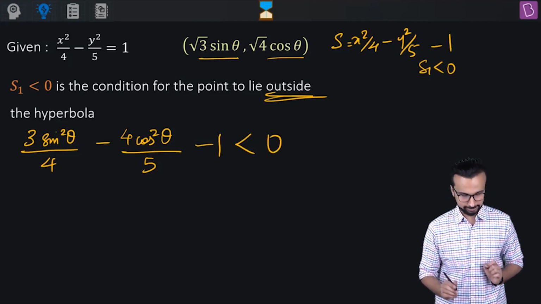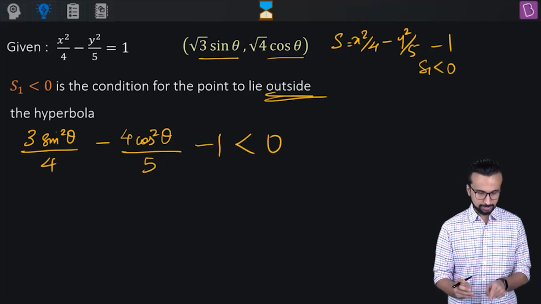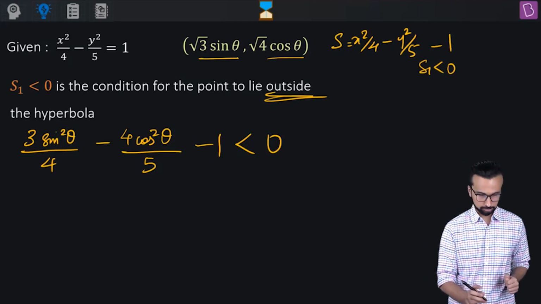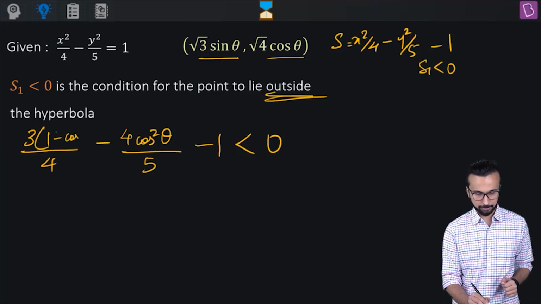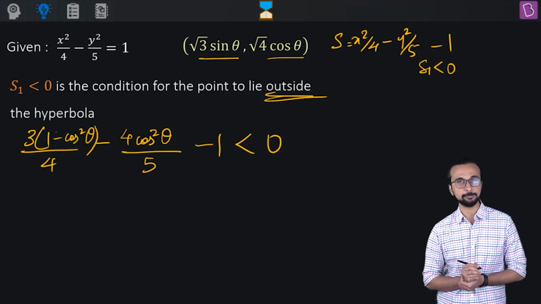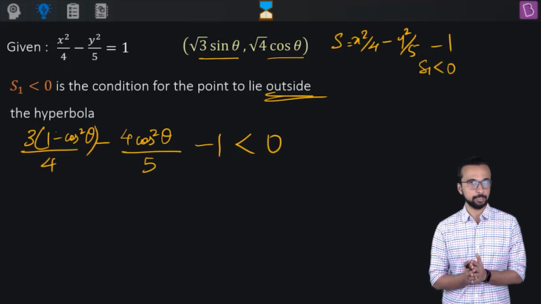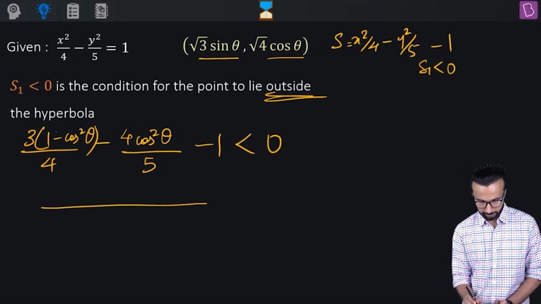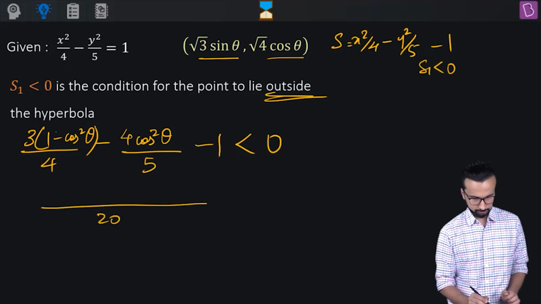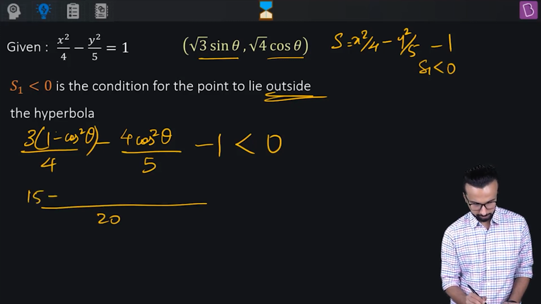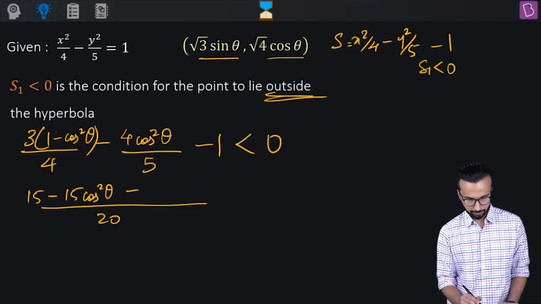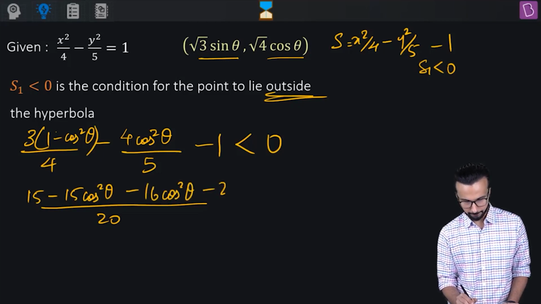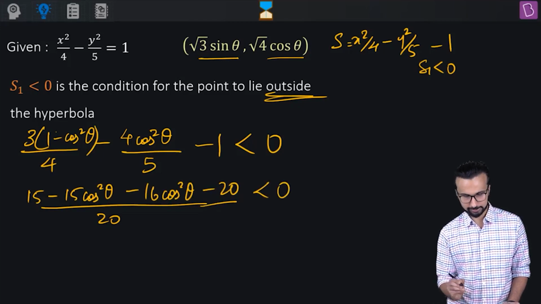So now sin square theta, I'll convert it to cos square theta. For that, I'll remove sin square theta and write that as 1 minus cos square theta. Now I'll make the common denominator 20 here. While I do that, what happens here? This becomes 15 minus 15 cos square theta minus 16 cos square theta minus 20 is less than 0.